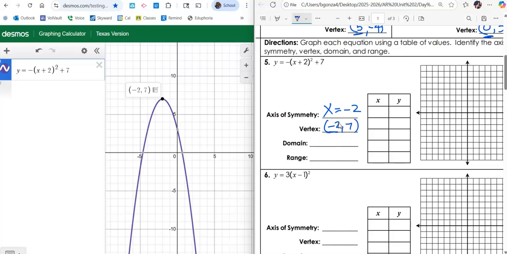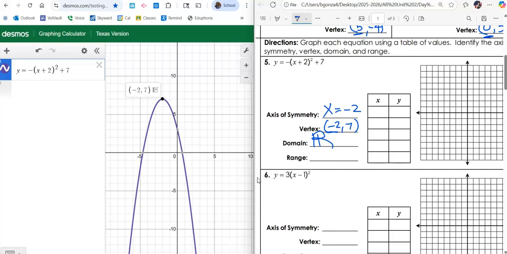Now, what did we say last time about the domain? It's going forever to the left and forever to the right. What do you call that? All real numbers. So all real numbers is the weird R, two lines and an R. Okay? All real numbers.